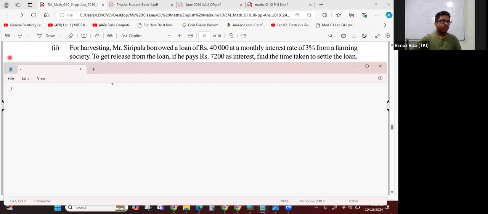So the borrowed loan is 40,000. Monthly interest rate 3%. To get released from the loan, if he pays 7,200 as interest, so total interest is 7,200 rupees. Find the time taken to settle the loan. That means you want to find the number of months. How many months will it take, right? Okay, so he borrowed a loan of 40,000 from a farming society.